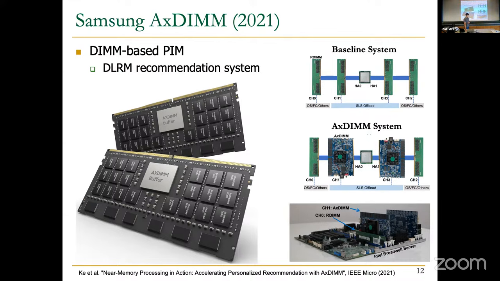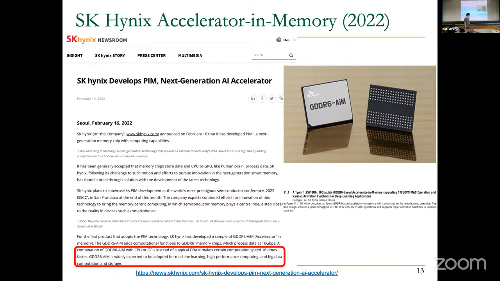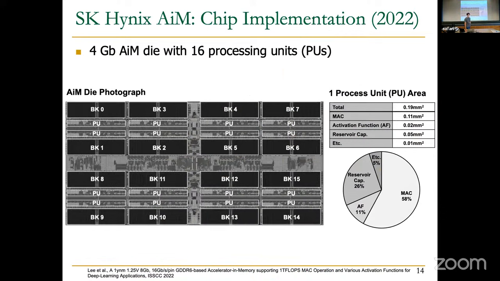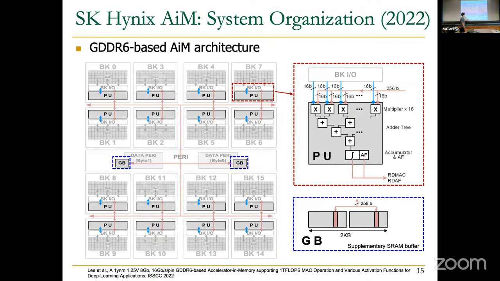Samsung, for example, showed how to accelerate the sparse length operators in recommendation systems. And there have also been announcements from other vendors. This is the announcement from SK Hynix, their accelerator in memory architecture, also targeted at machine learning and artificial intelligence. It is similar to the HBM PIM architecture, because it also places processing units near the memory banks, and these processing units are SIMD and specialized for multiply and accumulate operations.